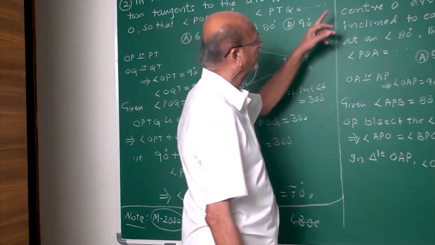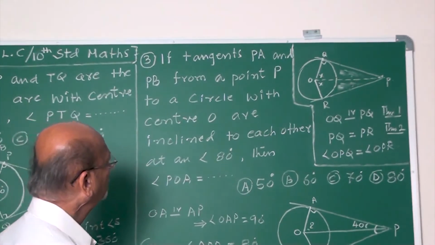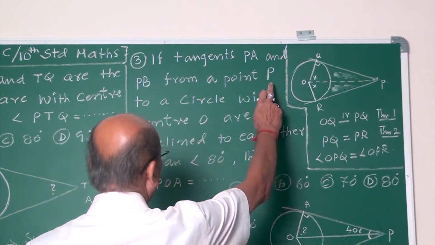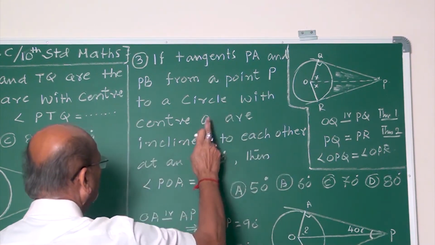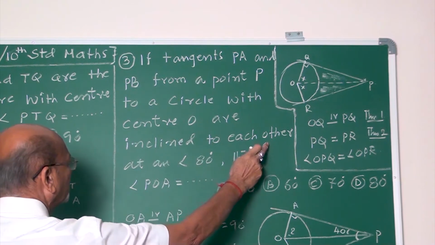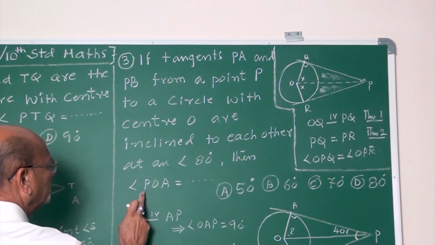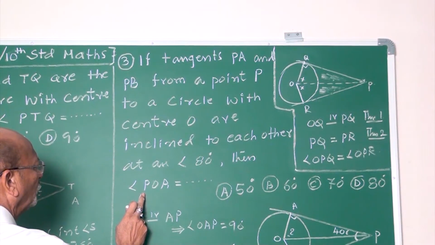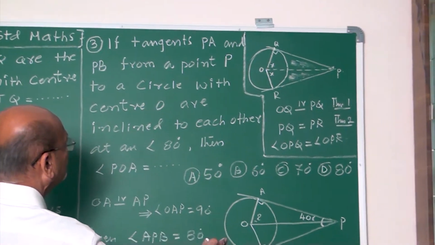Next, this is the third example in 4.2. If tangents PA, PB from the point P to a circle with center O are inclined to each other at an angle of 80 degrees, then what is the value of the angle POA? This is the figure, my friends.